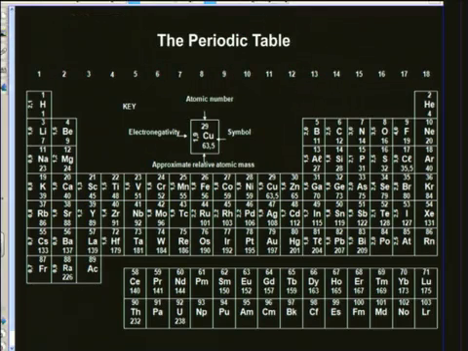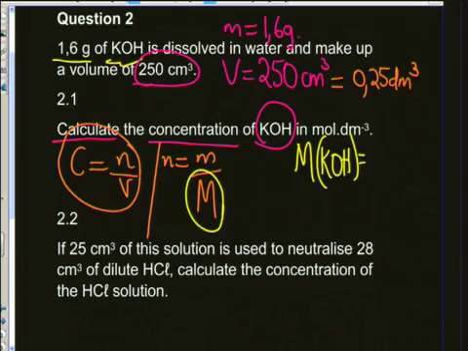For potassium, what is the mass? There is 39. And for oxygen, you see it's 16 relative atomic mass there. And for hydrogen, you see it is 1. Okay, so it will be 39 plus 16 plus 1. All right, so let me go back there. So this will be 39 plus 16 plus 1.